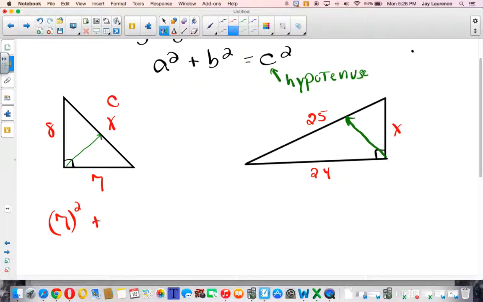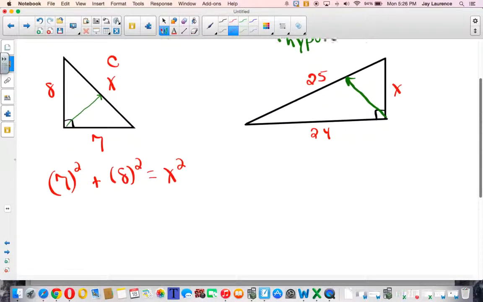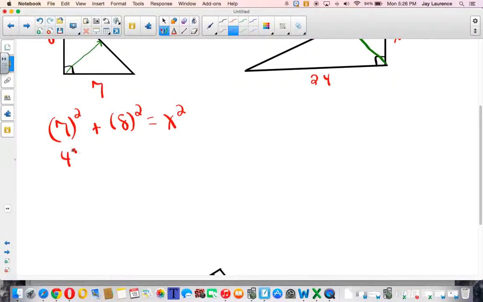So I'm going to do 7 squared plus 8 squared, and that's going to equal x squared. Or you could put c squared if you like. All right, so that'll be 49 plus 64 equals x squared. I'll combine the like terms, and let me see if that was 50. It'd be 113. There we go. Okay.